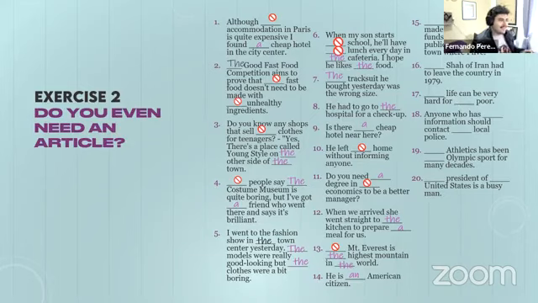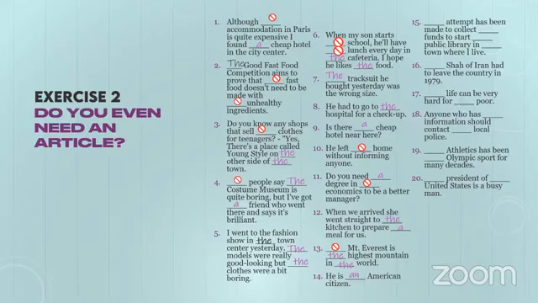Got it? So very good. You got it. Who's got 15?